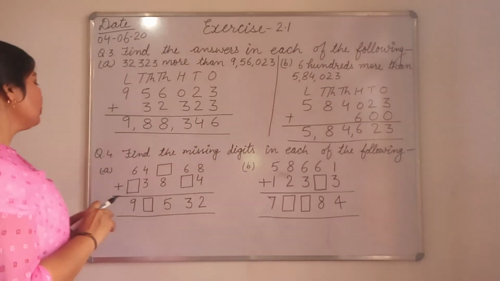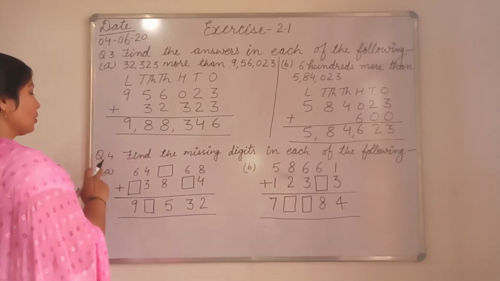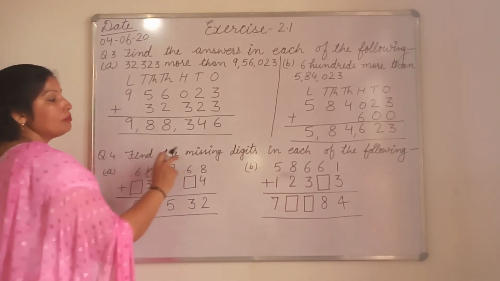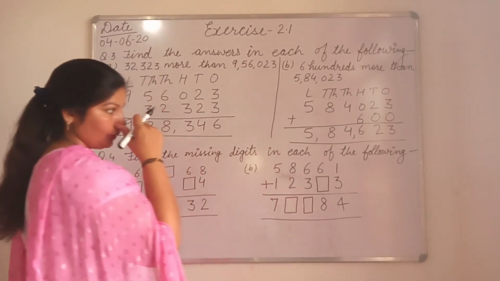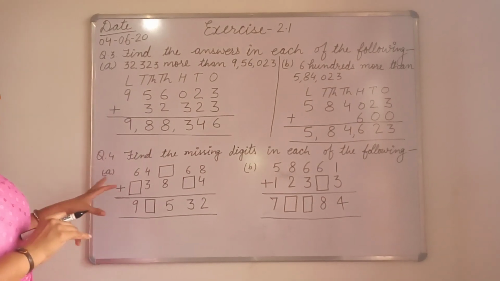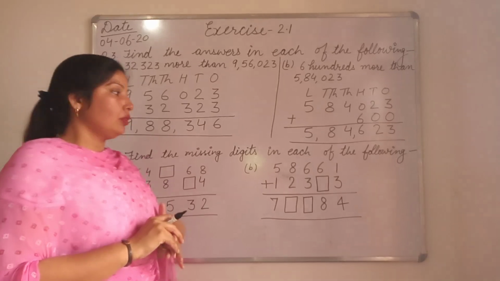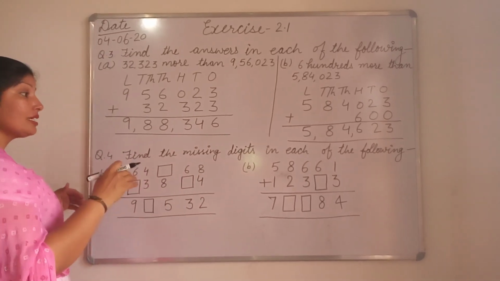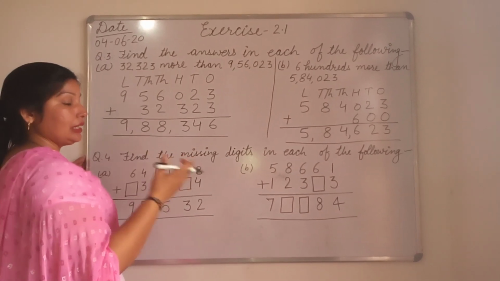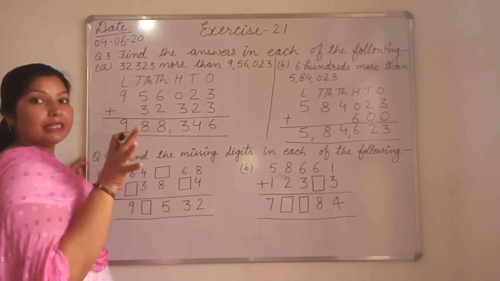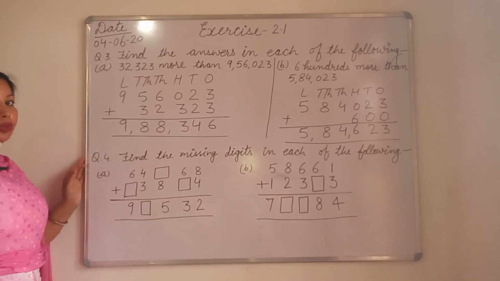Okay, now we will continue our question number 4. Question number 4 is there. Find the missing digit in each of the following. There is also 4 parts, but I take here only 2 parts A and B. C and D also you should solve. Okay. So here is find the missing digit. So here some digits are not given. That you have to fill.